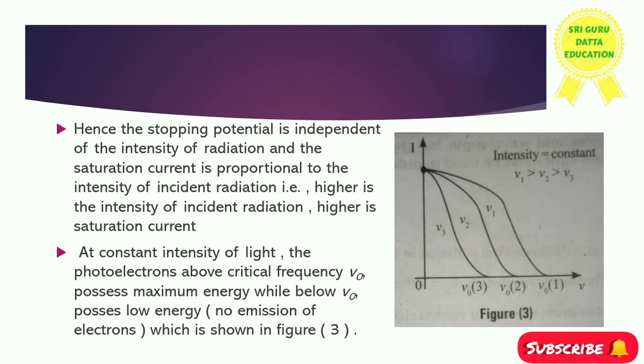the photoelectrons above the critical frequency V0 possess maximum energy, while below V0 they possess low energy, and there is no emission of electrons. In figure 3 we can see there is no emission of electrons at constant intensity of light. When the intensity of light is constant, everything remains V0.